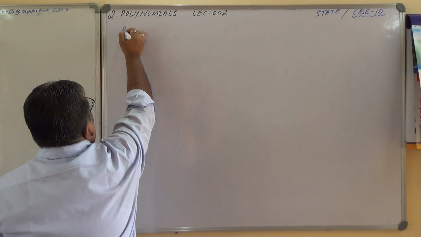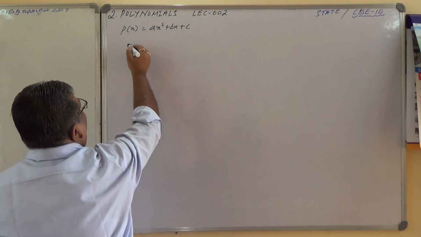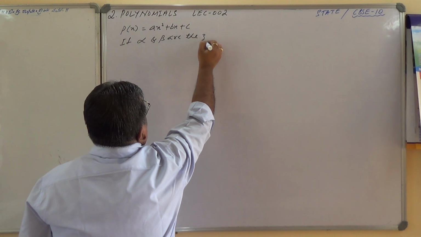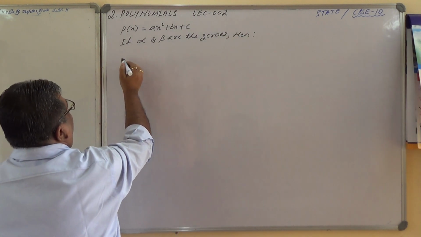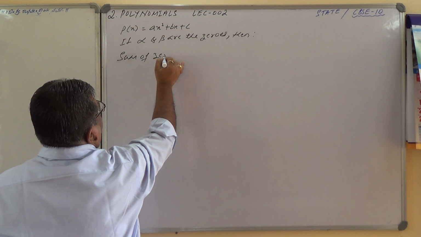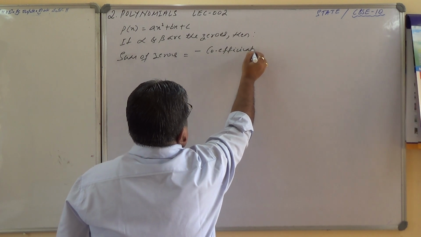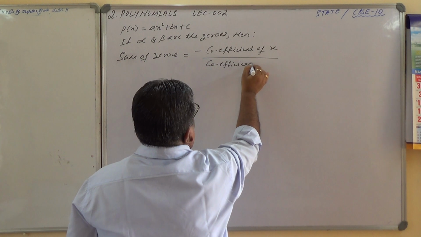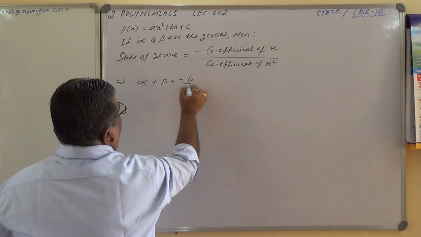So once again I'll write here: if p of x is a quadratic polynomial given by ax square plus bx plus c, and if alpha and beta are the zeros or roots, then sum of zeros equals minus coefficient of x the whole divided by coefficient of x square, which implies alpha plus beta equals minus b by a.